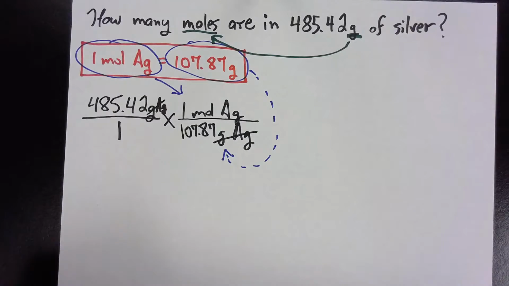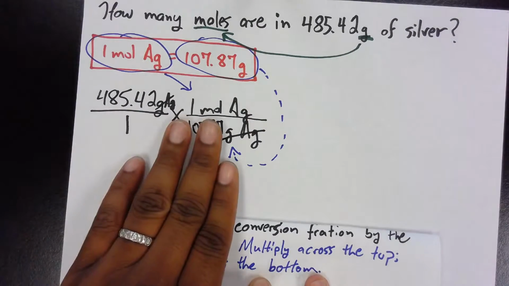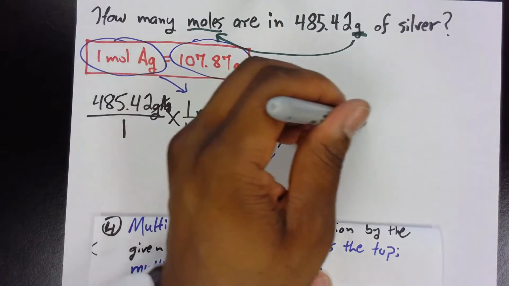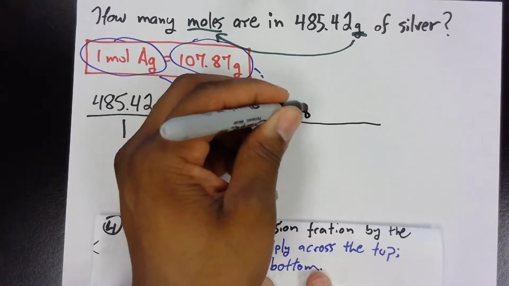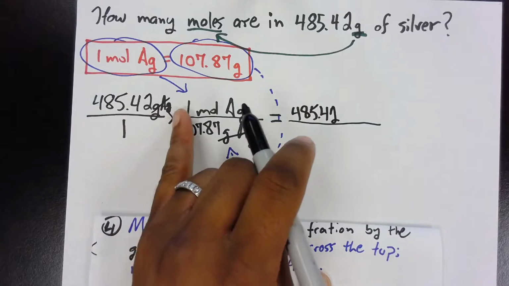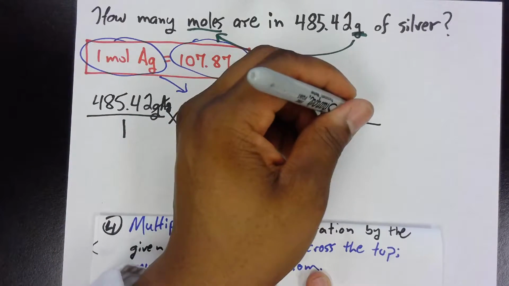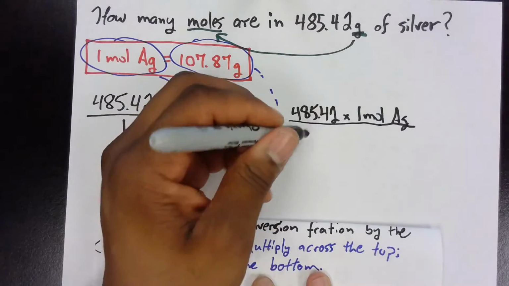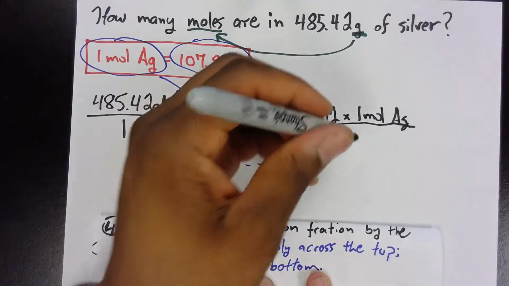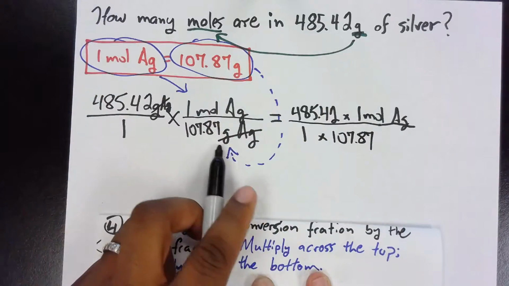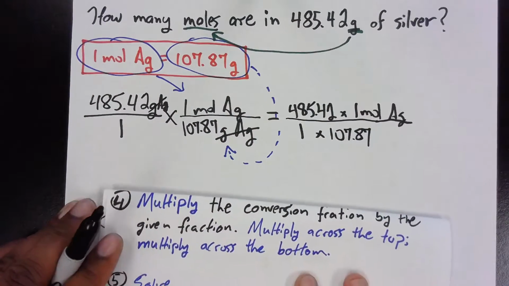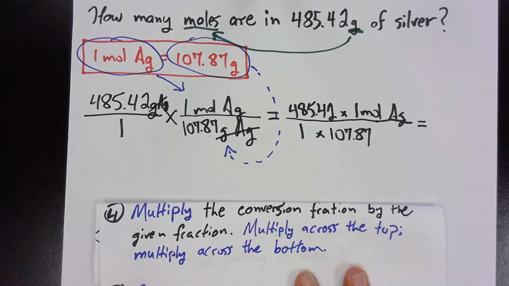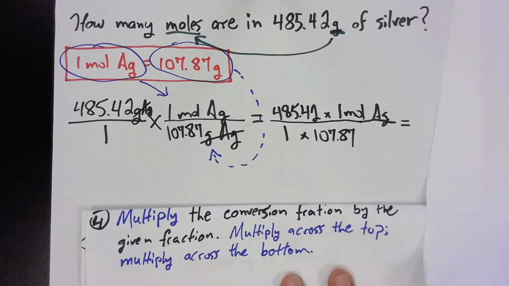Now the next step is to simply multiply our 2 fractions together. So I'm going to do that by multiplying across the top, 485.42. The grams canceled out, so I don't write it, times 1 mole, and then on the bottom, 1 times 107.87. And the grams cancel, so I don't put that. So I multiply across the top and multiply across the bottom. And now I'm going to continue working out the problem and simplifying it.